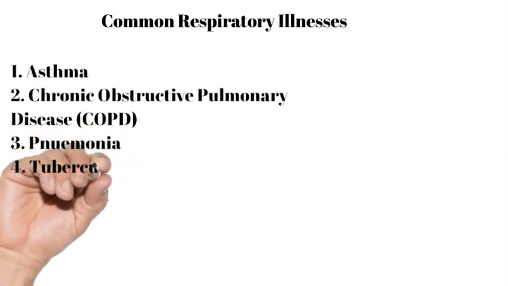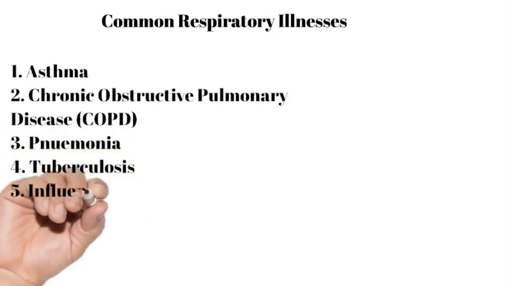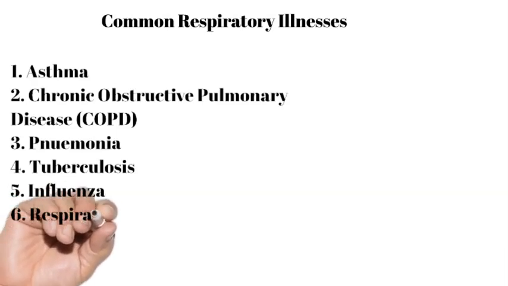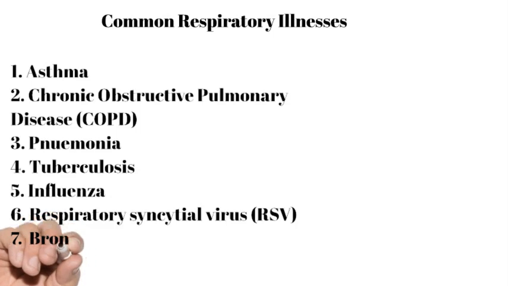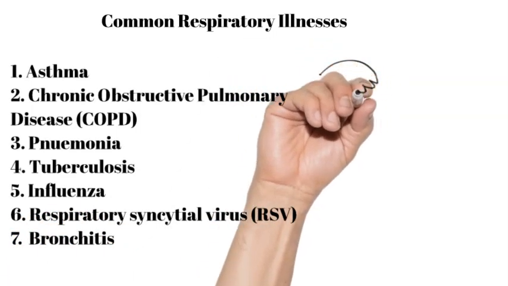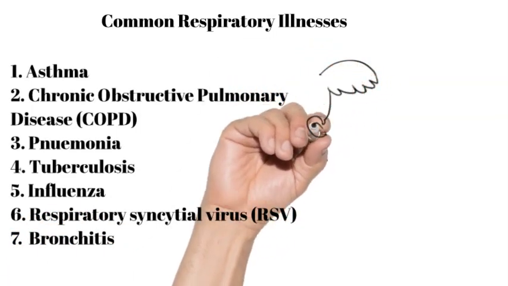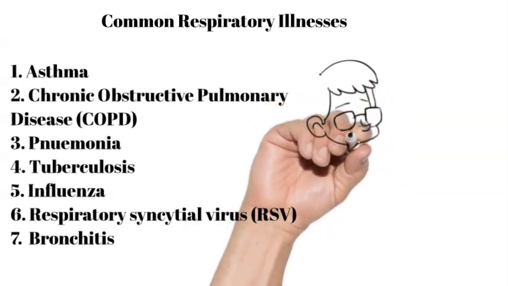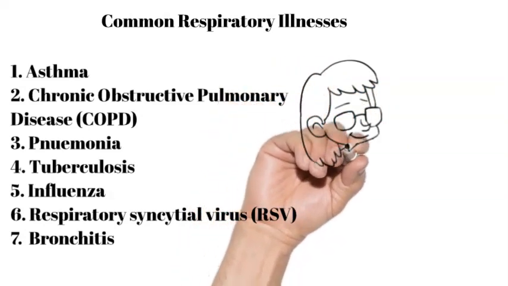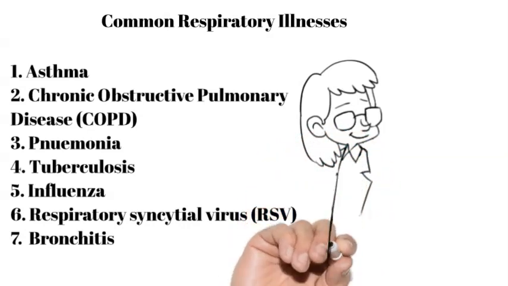3. Pneumonia, an infection of the lungs that can cause coughing, fever, chest pain, and difficulty breathing. 4. Tuberculosis, TB, a bacterial infection that primarily affects the lungs, causing coughing, fever, weight loss, and fatigue. 5. Influenza, a viral respiratory infection that can cause fever, coughing, sore throat, fatigue, and body aches.